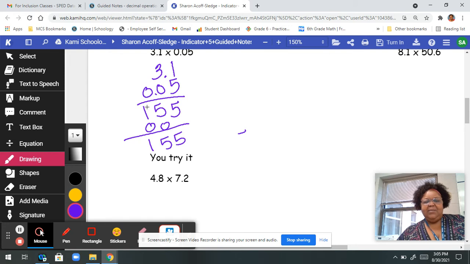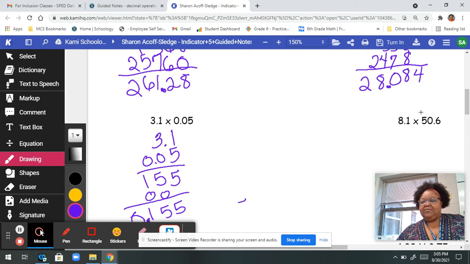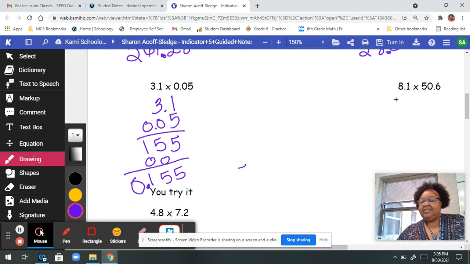155. But how many numbers do we have behind our decimal? 1, 2, 3. So we've got to put that there. And when you have a leading decimal, put a 0 there so there won't be any mistake that that's a decimal there. Okay? So put that 0 out front. So let's do this one.